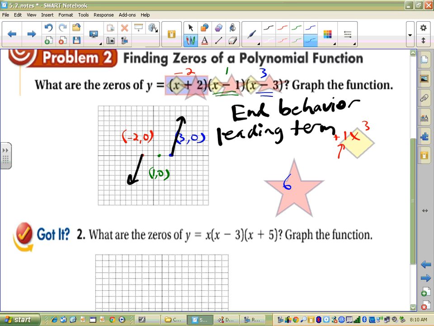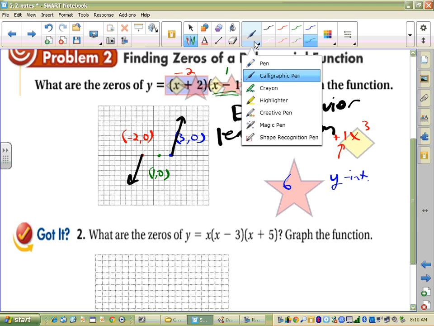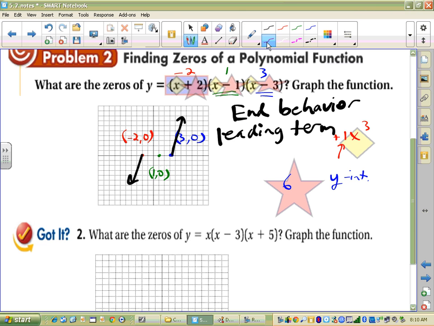It's part of the graph. Thank you, good. It's the y-intercept. That's our y-intercept. Okay, so when we go to graph this, our y-intercept is 6. 1, 2, 3, 4, 5, 6. That's our y-intercept, (0, 6). So that gives us a little bit more help in determining what exactly is going on in the middle, right?